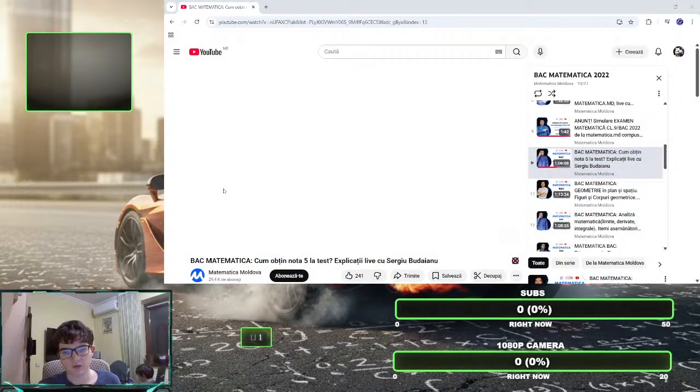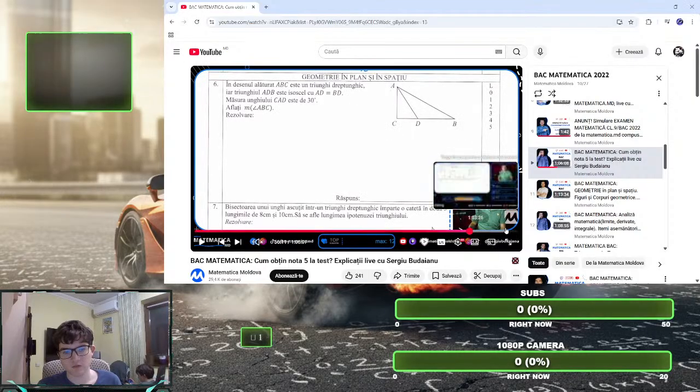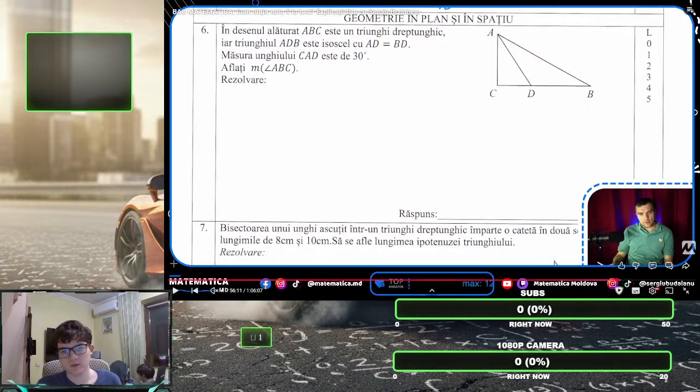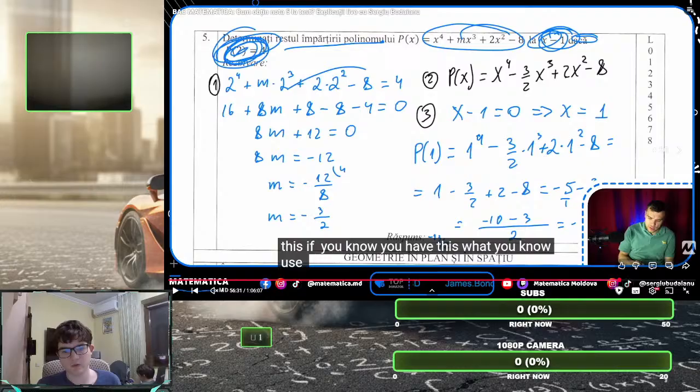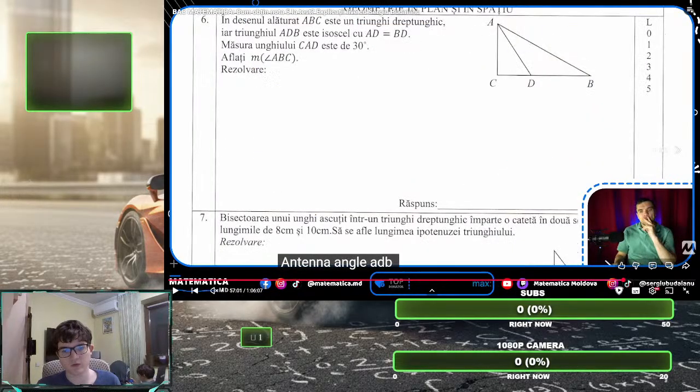Back. And I was trying to find the exercise, so he's explaining some stuff here.